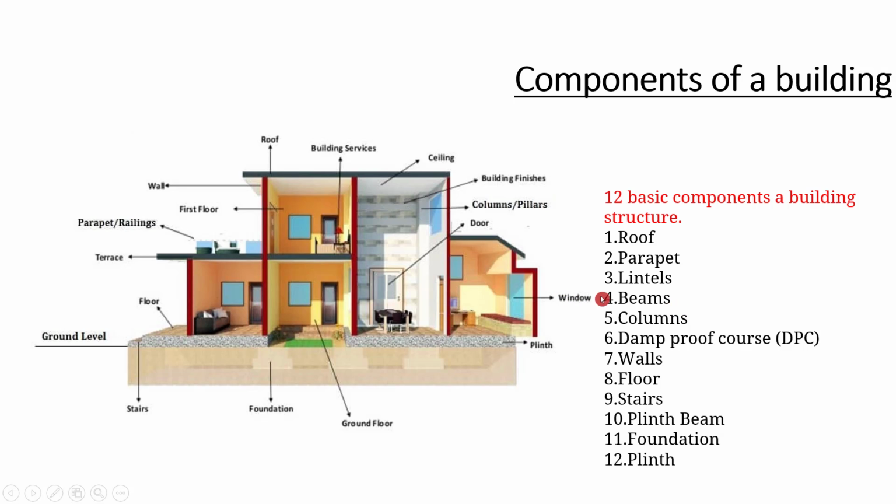Then we have the beams, which come in combination with the column. I told you the roof load comes to the beams, then to the columns, and the columns support the entire load coming from the roofs and the beams. And the damp proof course is provided. It is always provided on the ground level. It is to prevent the dampness coming from the soil. So if the soil is wet and if you are not providing any damp proof course, this wetness will come to the building. So to protect that, we are providing a damp proof course.